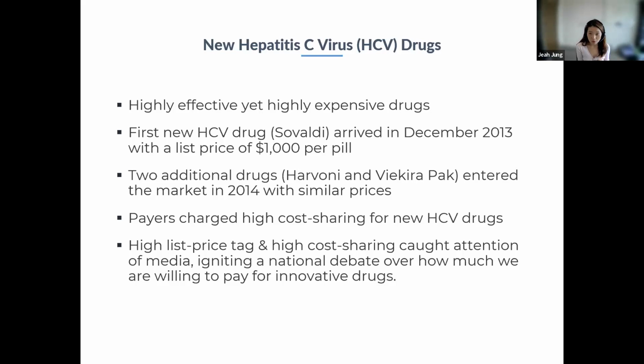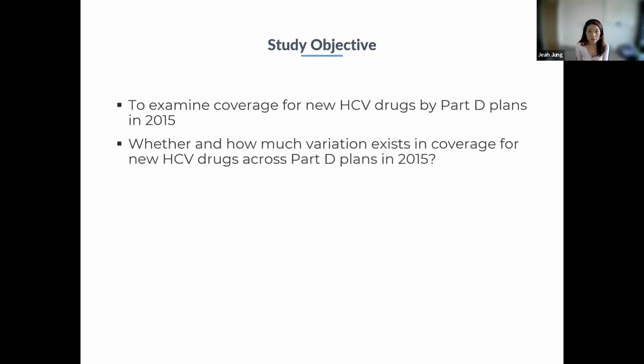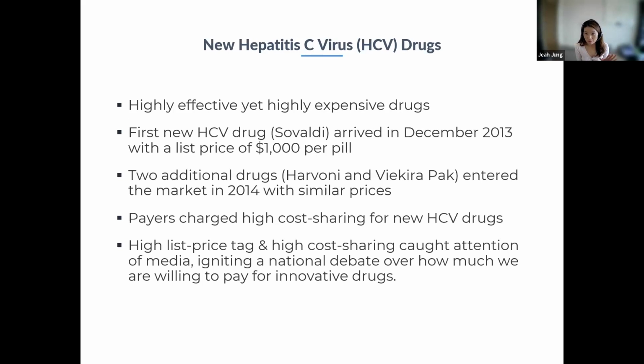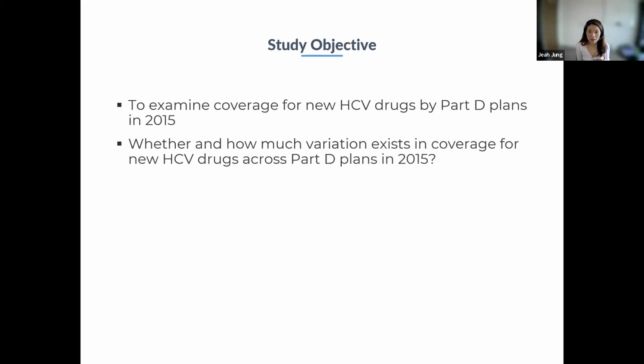So this high list price tag and high cost sharing caught the attention of media, policymakers and researchers, and it ignited the whole national debate over how much you are willing to pay for innovative drugs, right? Every single day I was finding some news articles on Harvoni or Sovaldi and Viekira. So I began to wonder, hey, how do these Part D plans actually cover these drugs?